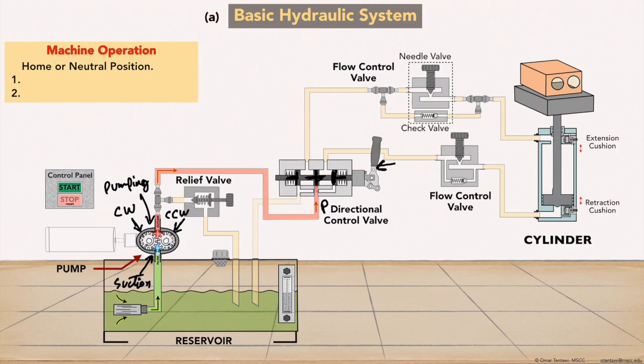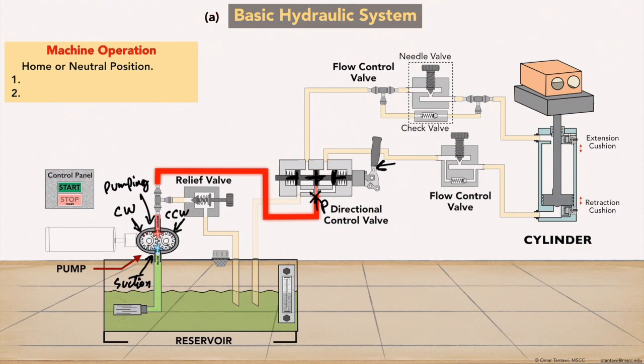If the handle is not moved or is in neutral, as it shows now, the plunger is shifted to the center by the 2 springs on the ends. In this case, the pressure port is blocked. The pumping cycle will continue and the pressure will continue to build up.